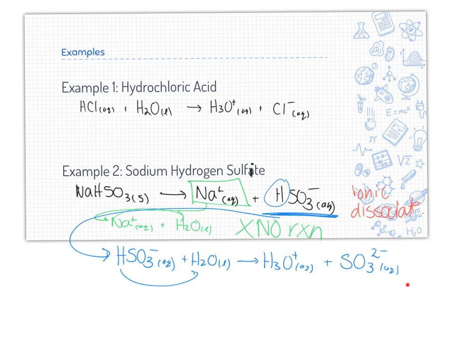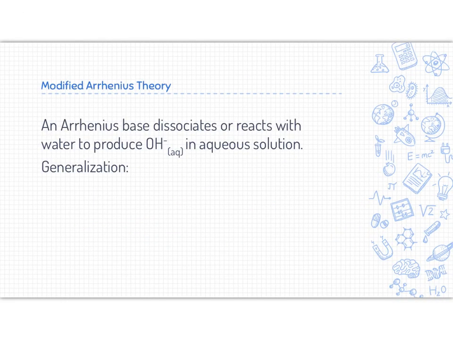+1 and -2 is -1 as a charge. So they have to equal one another in terms of a charge on each side of the reaction. All right, so that's what we have for acids.